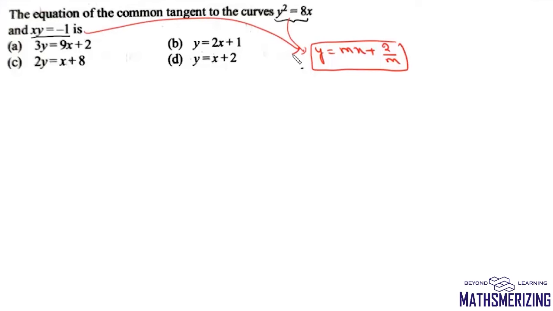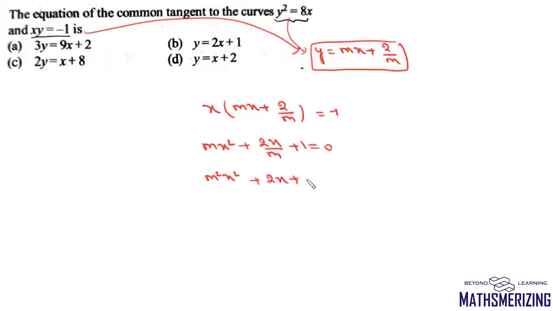So what we can do is we can use the quadratic method. We'll just put the value of y in this equation. So we'll use elimination. We'll write mx plus 2 by m, and this is minus 1. So we'll write mx square plus 2x by m, and then plus 1 equals 0, or we can write it as m square x square plus 2x plus m equals 0.